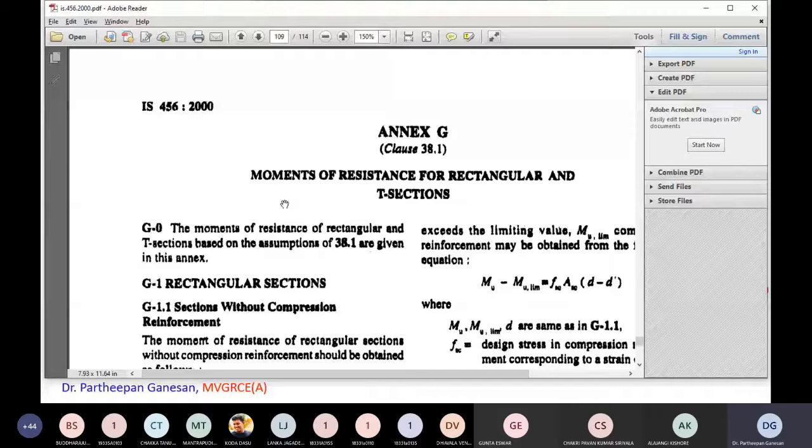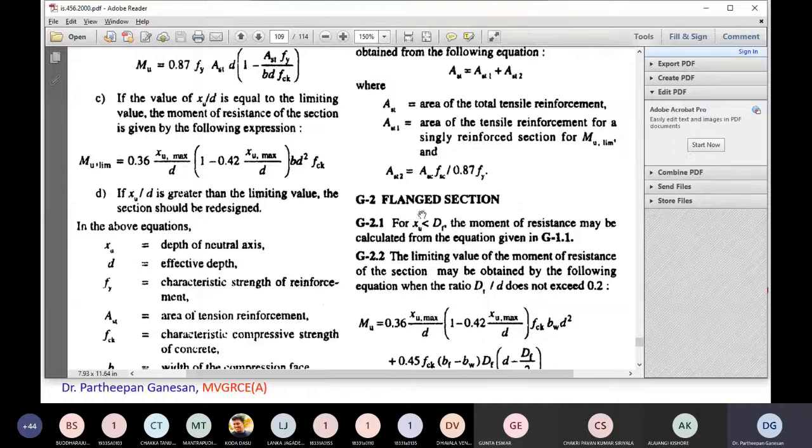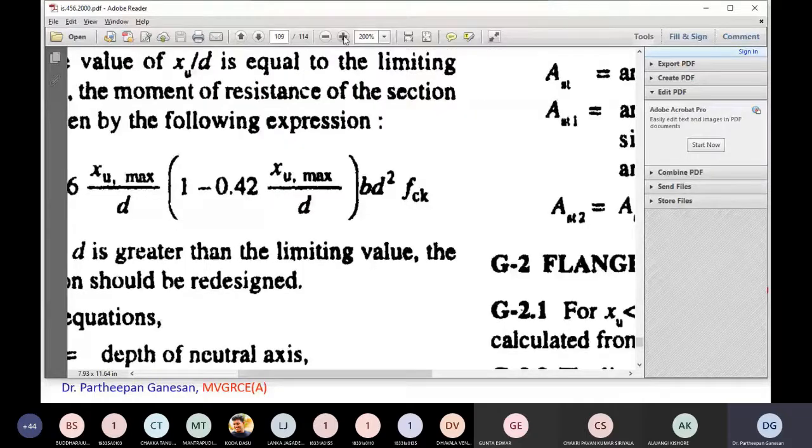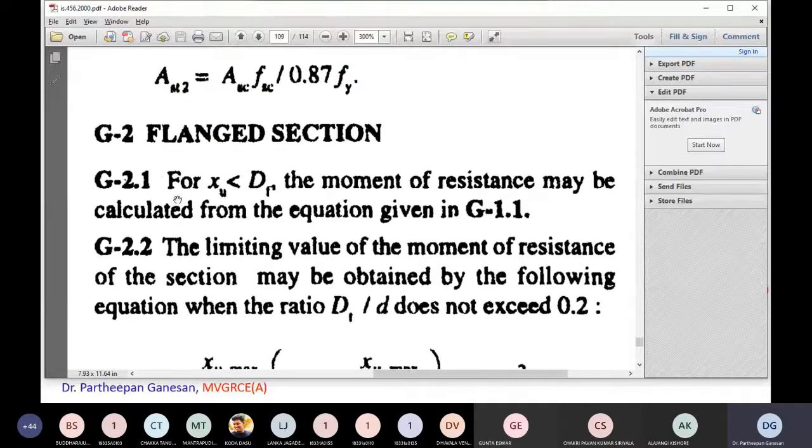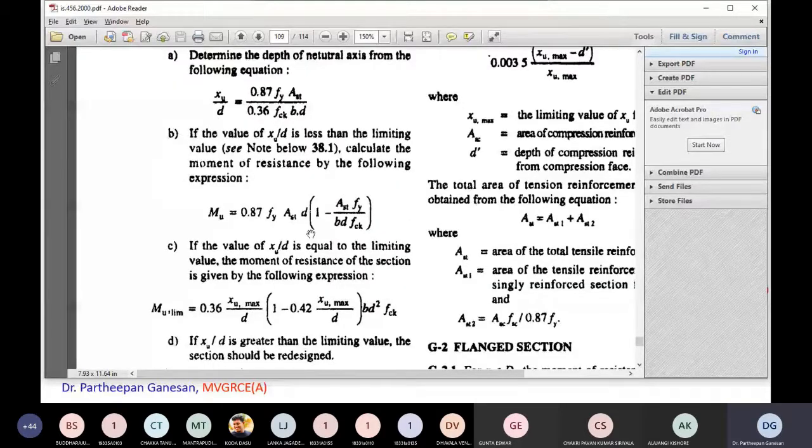Here, the moment of resistance of a rectangular and T section. G2 is the flanged section. If you read G2.1, I hope it is visible to all of you: for a flanged section with XU less than DF, the moment of resistance may be calculated from the equation given in G1.1. G1.1 is for a rectangular section. What they are saying is that the moment of resistance can be calculated from this, except that instead of B, the width of web, you will have BF. We will see that now in the slides.